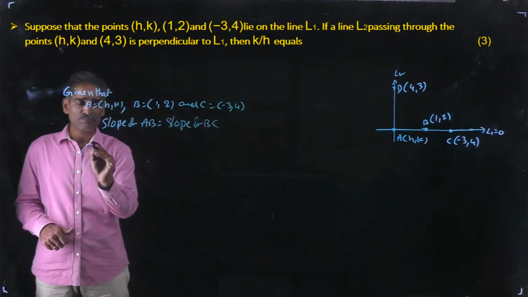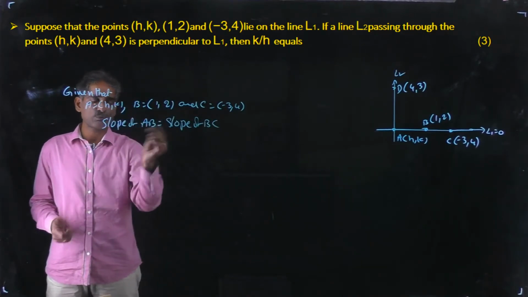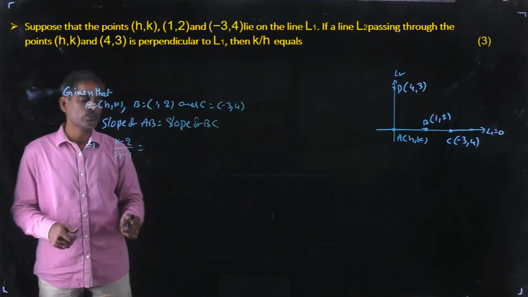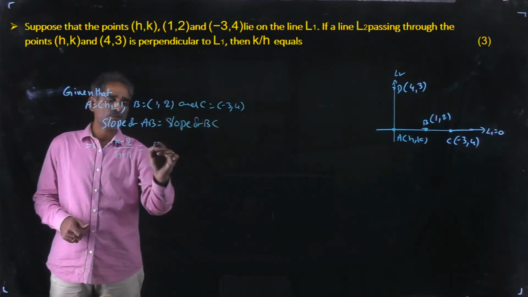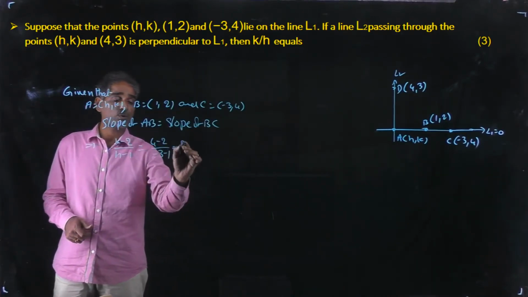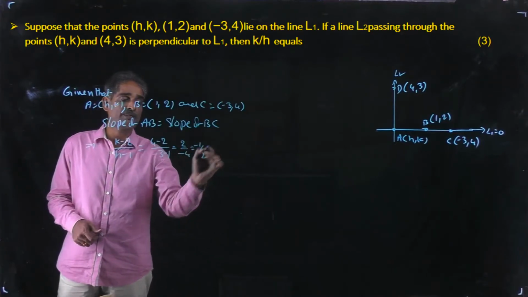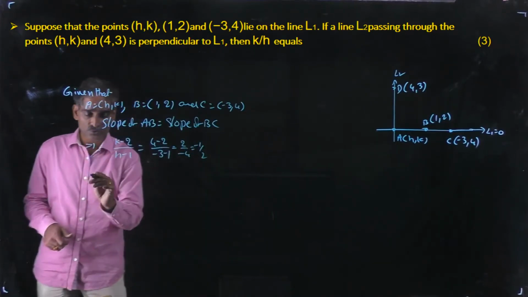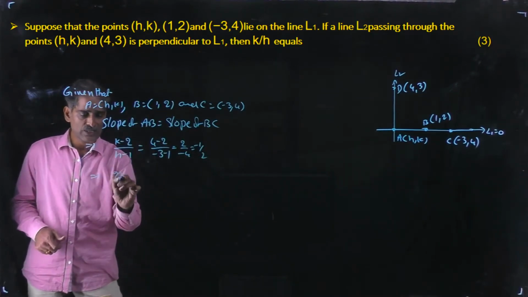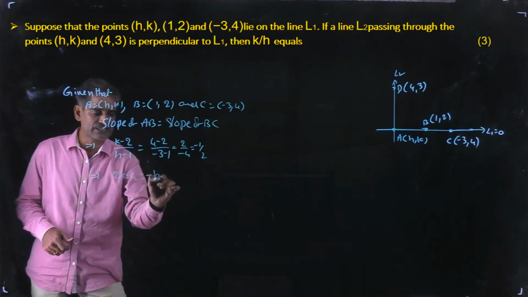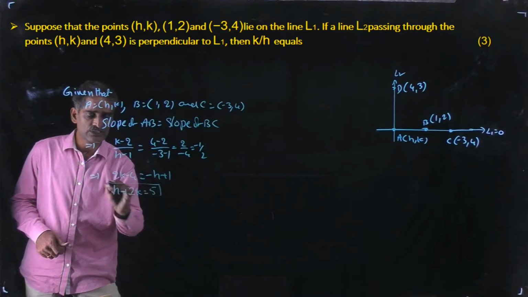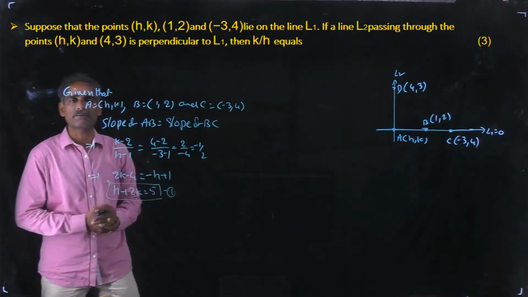Now slope of AB means k minus 2 by h minus 1 is equal to, next slope of BC, 4 minus 2 by minus 3 minus 1. This is equal to 2 by minus 4, that is equal to minus 1 by 2. This is the slope of the line, you remember it. So from this we will get a relation in terms of h and k. 2k minus 4 is equal to minus h plus 1. h plus 2k is equal to 5. This is equation 1.